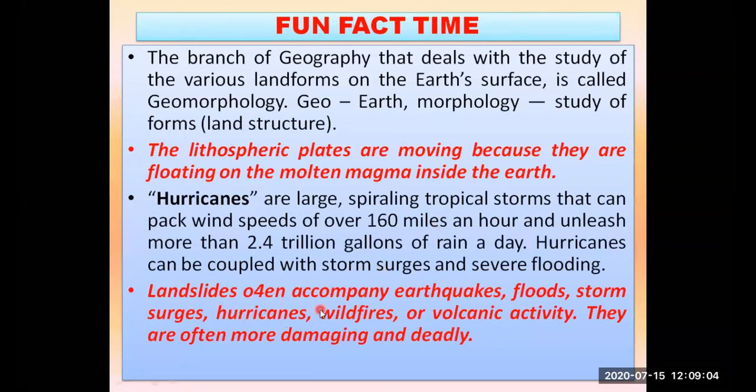Okay, landslides often accompany earthquakes. A landslide means the land slides, the ground slips away. So we can have earthquakes, floods, storms, hurricanes, and even wildfires. Wildfires are fires that do not get extinguished quickly, they do not end quickly. That is a wild, very dangerous fire. And we can have volcanic activity. Volcanoes can also come out on the surface of the earth because of landslides. If the ground moves away, the volcanoes come out. So they are often more damaging and they are deadly. All these things do a lot of damage. Earthquake, flood, storm, hurricanes, wildfire, volcanic activity damage a lot of things, and they are deadly also.